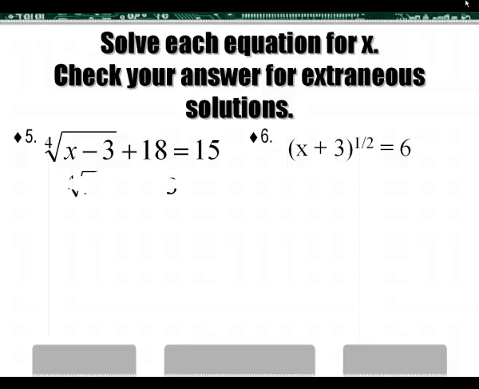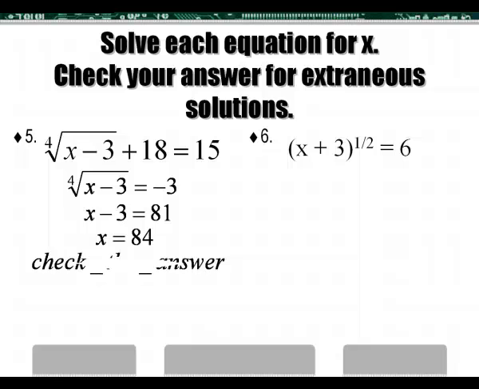On number 5, we're going to begin by subtracting 18 from 15, which is -3. To get rid of the fourth root, we take the fourth power of -3, which is positive 81. Add 3 to 81 to get 84. Now this is our final answer, except you need to check your answers because sometimes they don't work.